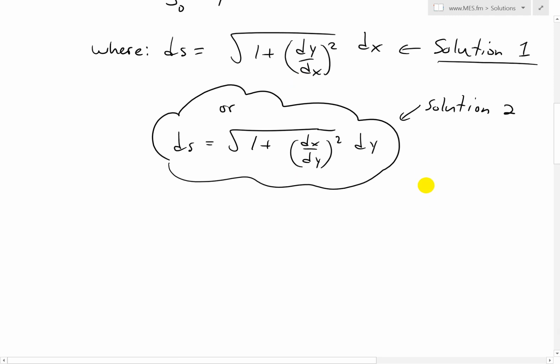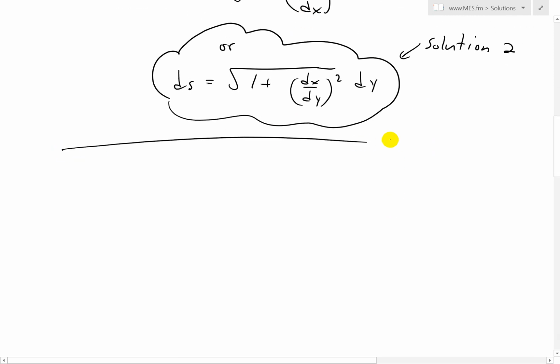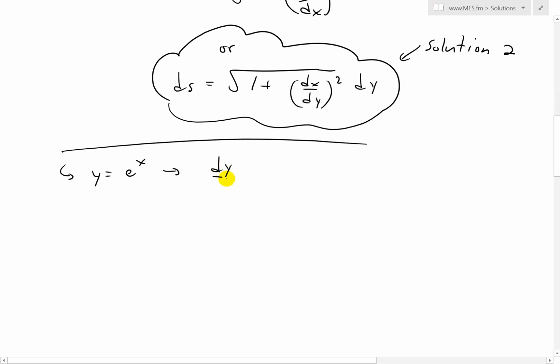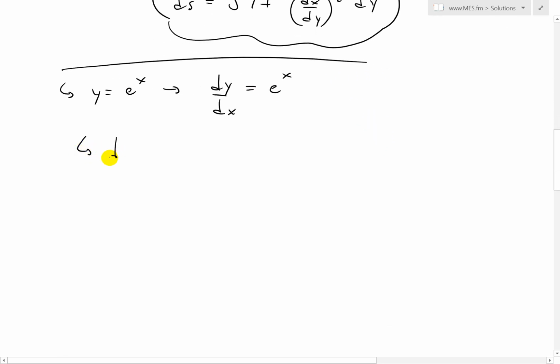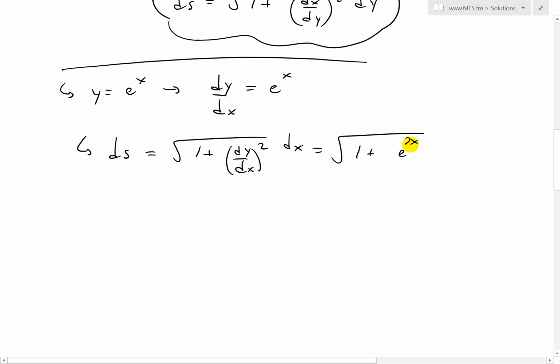So now if we use the solution 1 formula for the arc length, let's just start solving this. Well, we know y equals e to the x. Now the derivative, dy over dx, is just itself, e to the x. So now what we get is ds equals the square root of 1 plus dy over dx squared, dx. You plug that all in: 1 plus e to the x squared, which is e to the 2x. So that is ds right there.